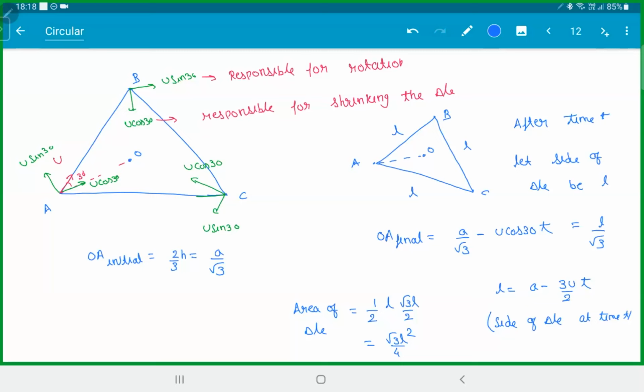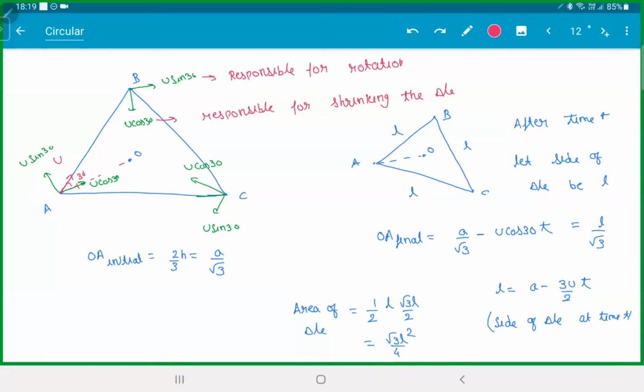So let the side of the triangle be L after time t. Then the distance O to A will become L by root 3, which is also equal to a by root 3, the initial distance, minus u cos 30 into time. It would have decreased because of this u cos 30. The distance would have decreased by this factor, u cos 30 t. Clear, everyone?